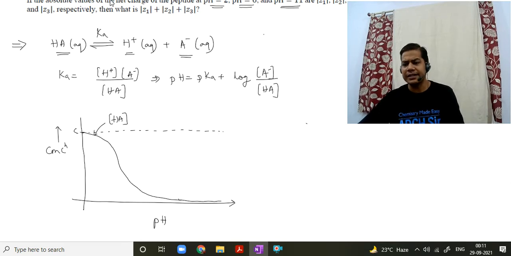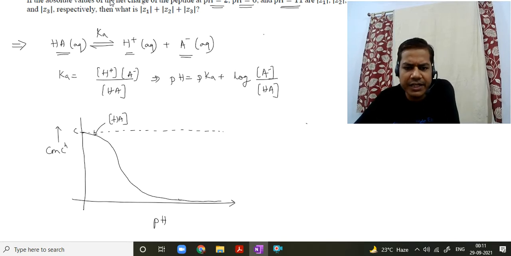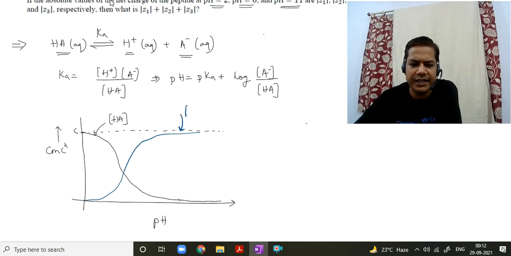Now we'll draw another graph which will represent the variation of concentration of the anion of the weak acid. At very low pH, most of the weak acid is not ionized, so a negligible amount will exist in the anionic or ionized form. So it is almost 0. As pH increases, the concentration of the anionic form will increase, and then at very high pH almost all the weak acid will exist in the ionized form. So this is the concentration of the anion A minus.